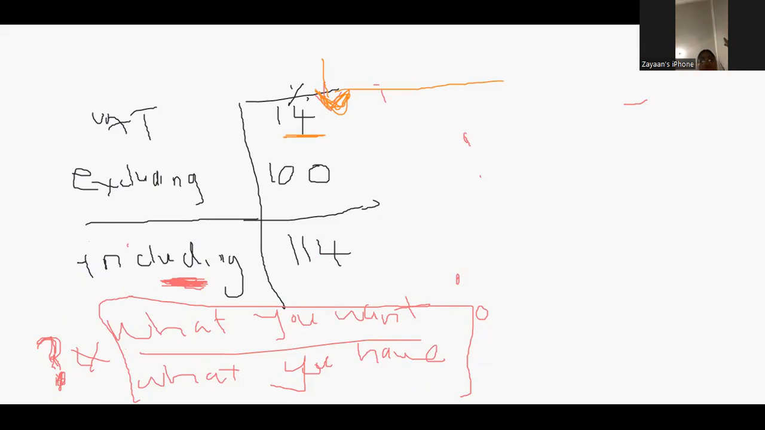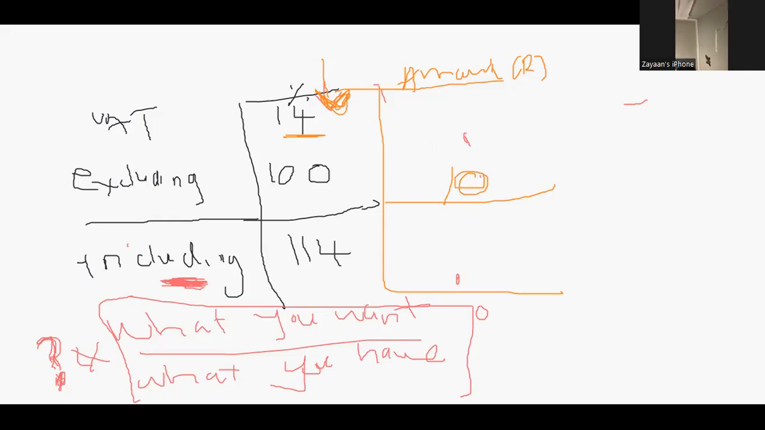So let's say this is percentages and this is the actual amount of money, the money in rand. Okay, so VAT is 14%. The amount excluding VAT is 100%. The amount including VAT is 114%. Now, let's say the amount excluding VAT is 10 rand. Calculate the VAT.